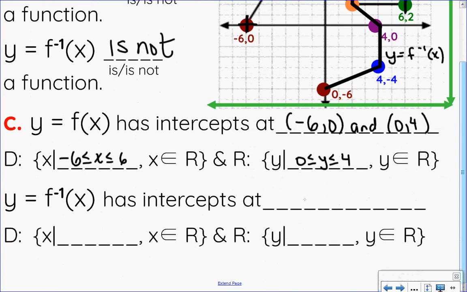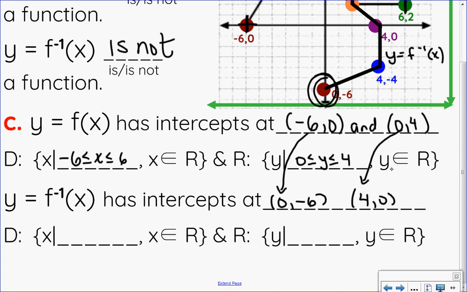So the intercepts, since everything is switched around, this x-intercept becomes a y-intercept, and I can see that that is the case. This y-intercept becomes an x-intercept, which I can see is also the case. So anything that is true for x is true for y, and vice versa. The domain is going to be the range.